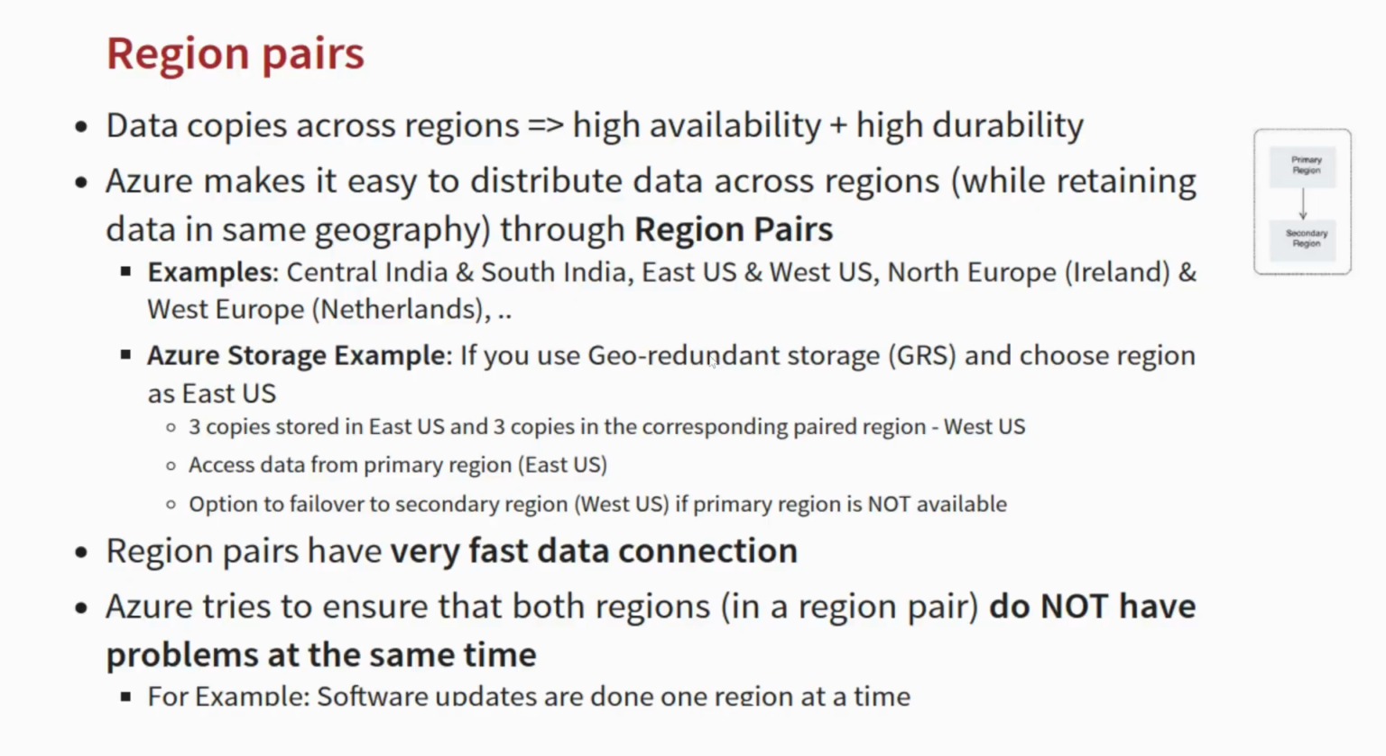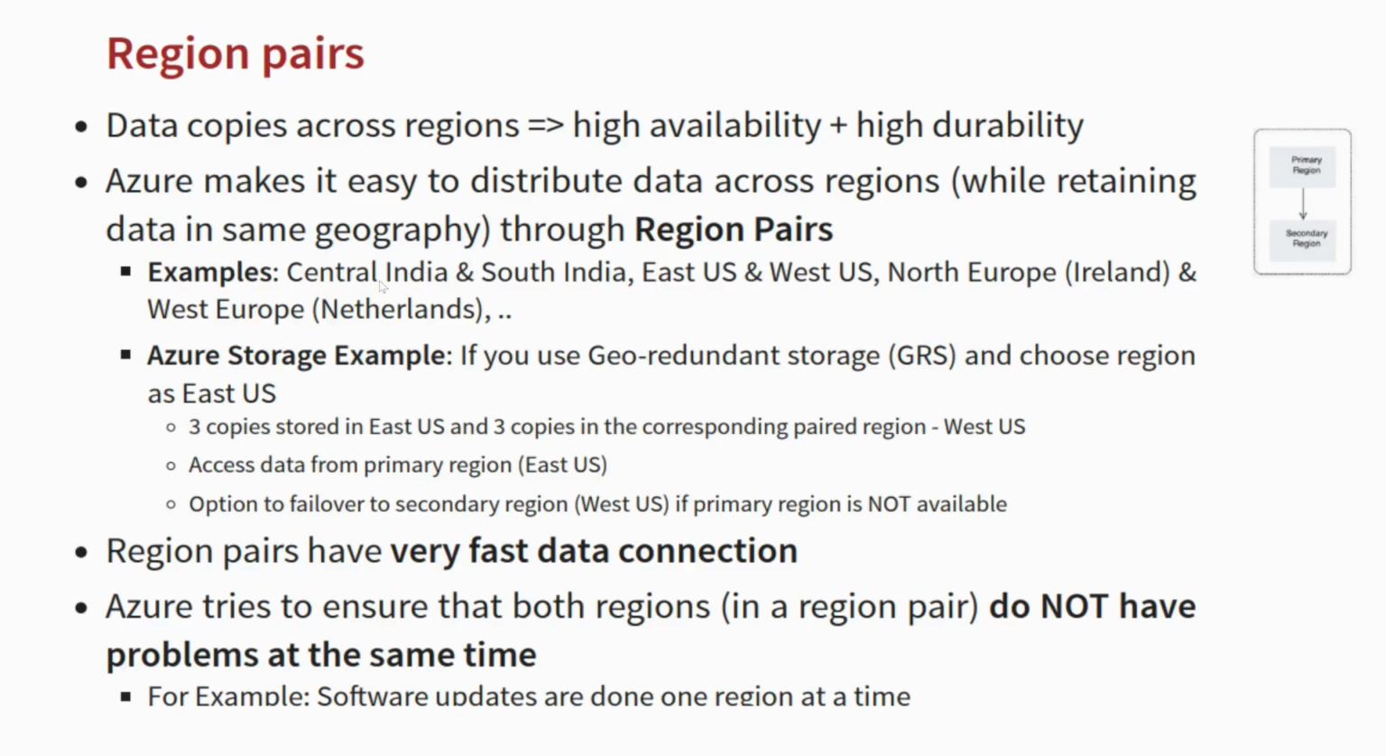Hello everyone, welcome back. In this video, let's understand region pairs. Whenever you are looking for high availability and high durability, we have a concept of region pairs. A region pair is a set of two Azure regions within the same geography that are linked together to provide high durability and availability. The main purpose is to ensure that data is safely replicated and can be accessed even during failures in one of the regions.